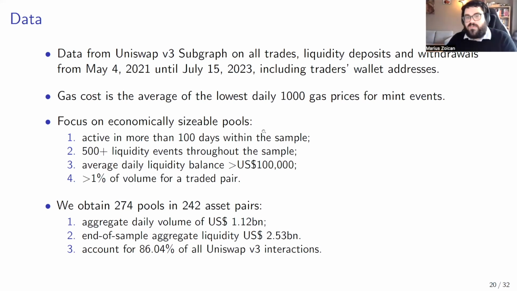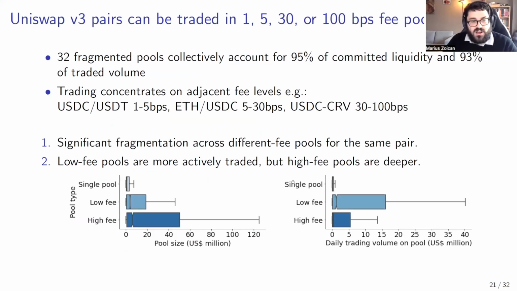Then, of course, we still have a lot of pools, so we're trying to filter them to get economically meaningful ones. So pools that are active in more than 100 days, that have more than 500 liquidity events, mints or burns, throughout these 2 years, that have an average liquidity balance TVL of over $100,000, and that trade more than 1% of the volume for a pair. Otherwise it could be a pool that's very inactive. In the end, we get 274 pools in 242 asset pairs, aggregate volume 1.12 billion. The TVL, the total value locked at the end of the sample, is 2.53. So you can see that's the vast majority of what's going on in Uniswap in these pools. Actually, it accounts for 86% of all interactions with the market. So we really think we narrow it down to the economically meaningful ones.